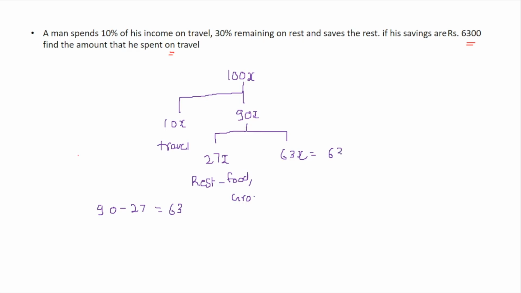This is equivalent to 6300. So from here you can find the value of x. The x value comes out to be 100. So they ask you the amount that he spent on travel. So 10x is the value that he spent on travel. So 10 into 100 is equivalent to 1000 rupees. So 1000 rupees he spent on travel. So this is how you need to solve this type of question.